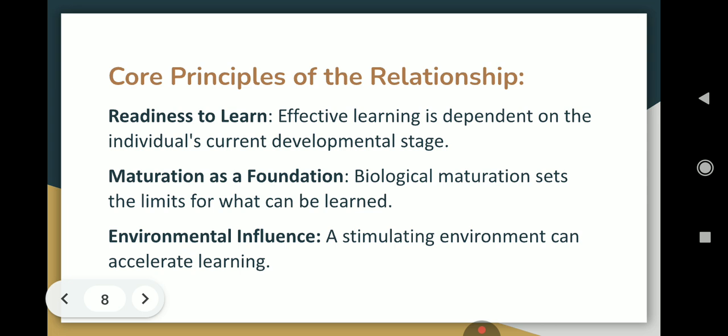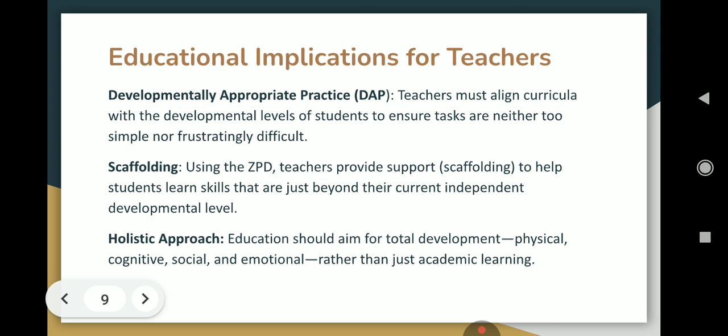The next one is educational implications for teachers. This part explains how teachers should teach keeping development in mind, or how the educator should implement the curricula keeping the development in mind. So teaching should match the age, ability and developmental levels of learners. It should not be too easy or too difficult.